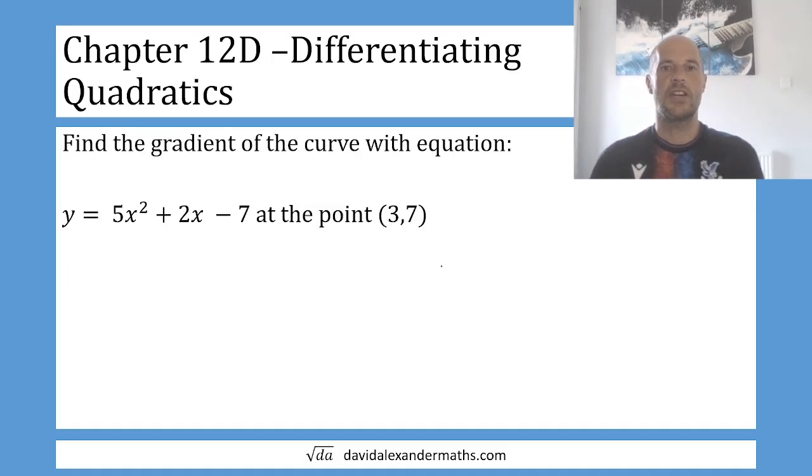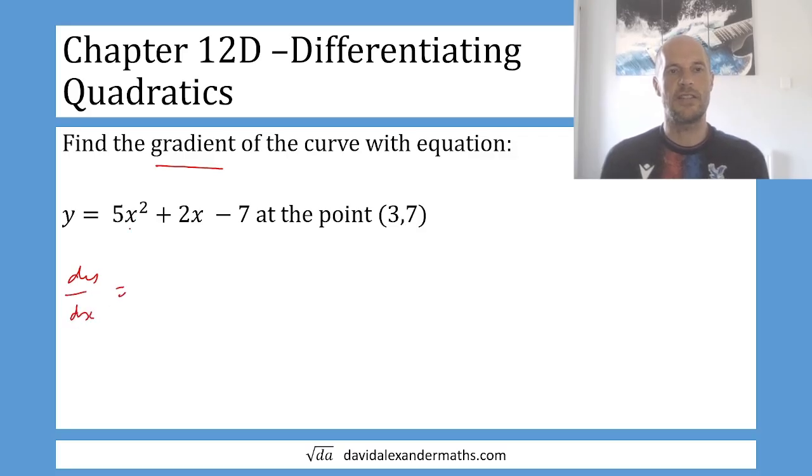Find the gradient of the curve with equation y equals this stuff here at the point 3, 7. If we want to find the gradient, we need the gradient function, which is dy by dx. So we need to differentiate this equation. So 5x squared becomes 10x, 2x becomes plus 2, and we can forget the negative 7. Now, we don't actually need the y coordinate, we just need the x coordinate, which is 3.